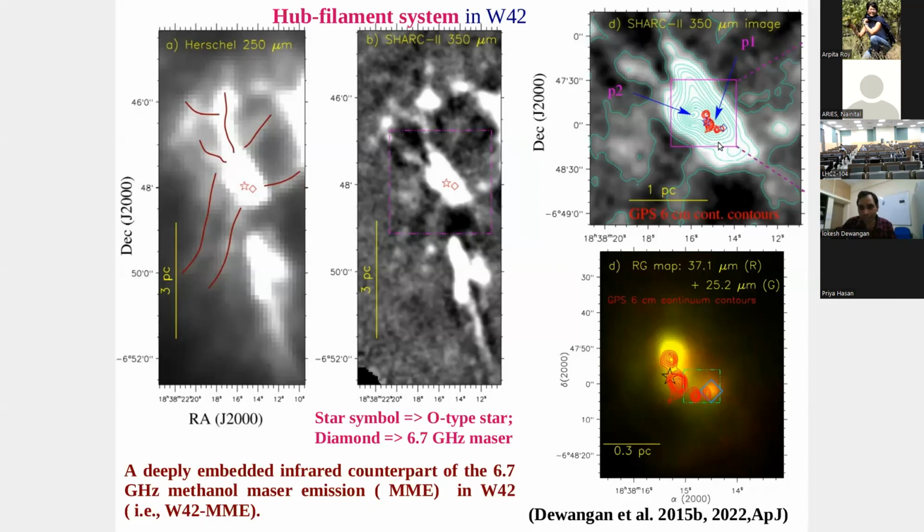Now if you look at this center region, I have also overlaid the GPS 6 centimeter continuum contours. This is the RG map using the SOFIA 37 micron and 25 micron images, overlaid with the 6 centimeter continuum emission. This star symbol locates the O-type star, and this is the methanol maser. Here you can see the point-like source even in 25 micron. That can be referred to as the infrared counterpart of the methanol maser, MME. So here I refer to it as W42 MME because it's a counterpart of this methanol maser. And also you don't see much significant radio continuum emission here.